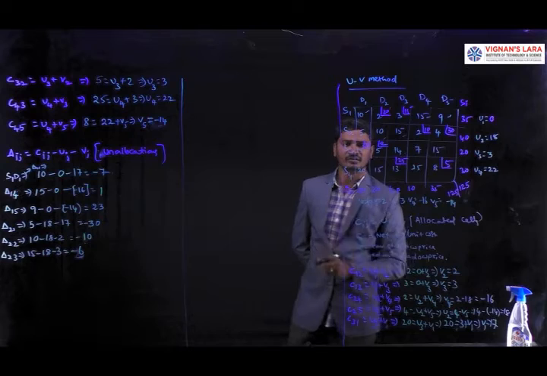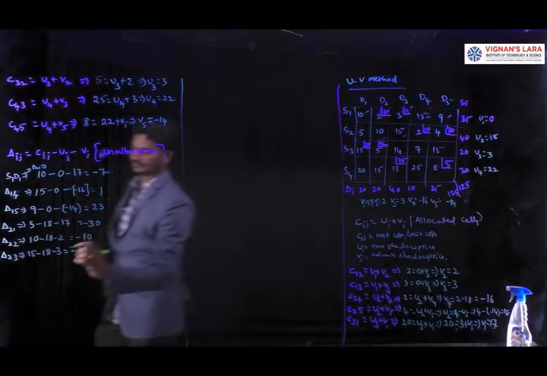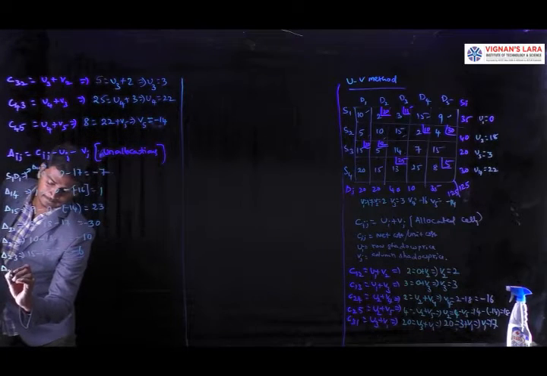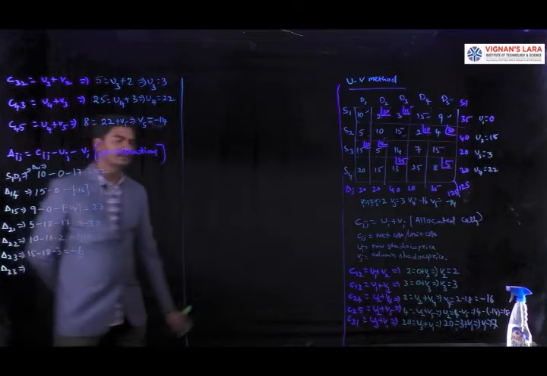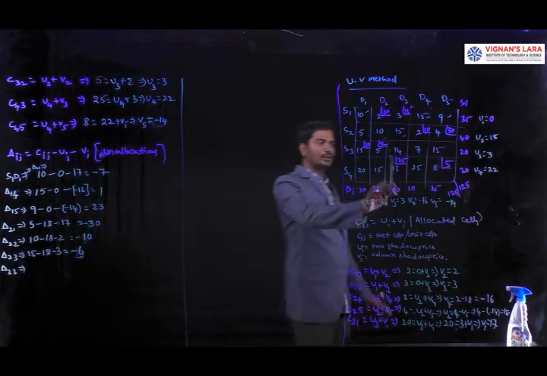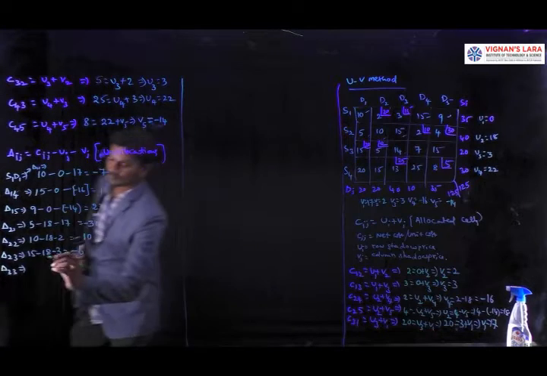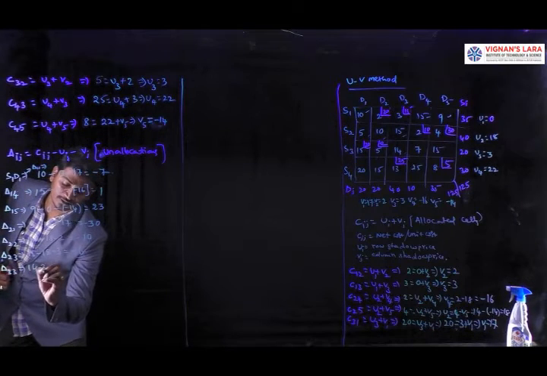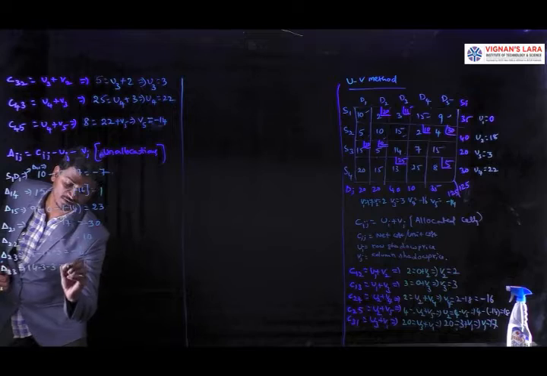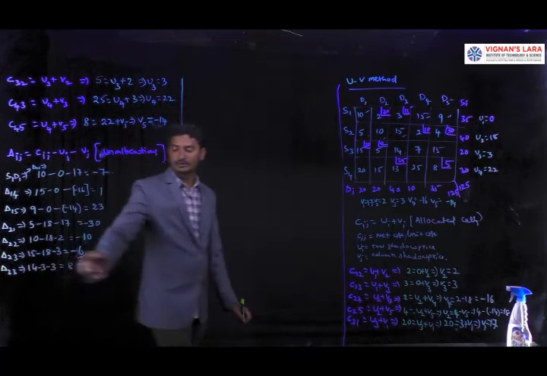Next, coming to this S3 D3. What is the value of S3 D3? 14, with u3 is 3, v3 is 3. 14 minus 3, 3. That is equal to 8.